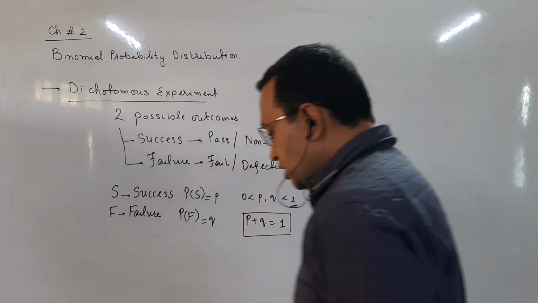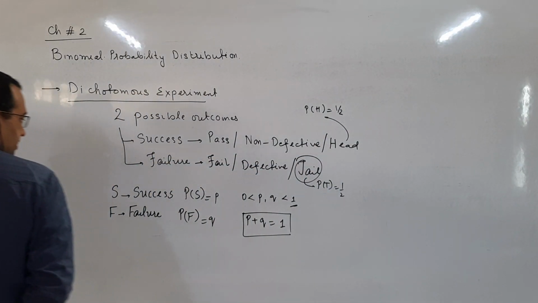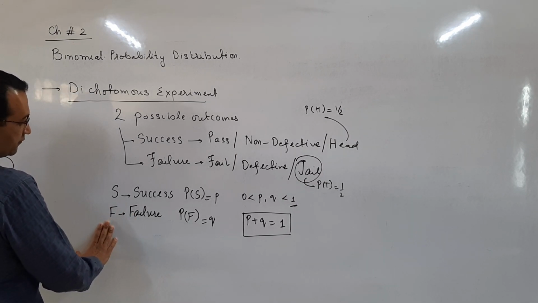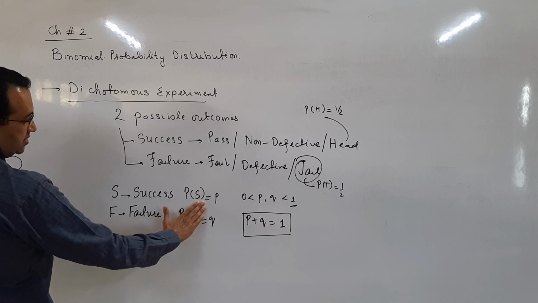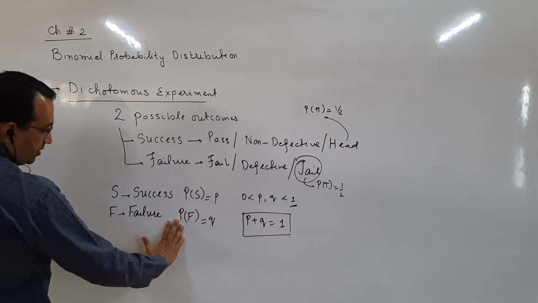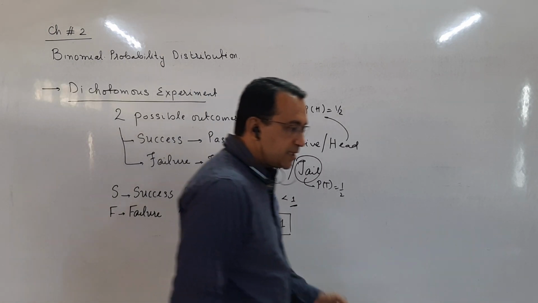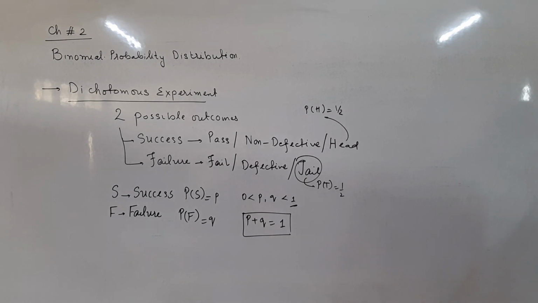So in a dichotomous experiment, success event is denoted by capital S, failure event is denoted by capital F, probability of success event is denoted by small p, probability of failure event is denoted by small q. The values of probability p and q are always between 0 and 1, and addition of p and q is 1. You know the probability, students, can never be greater than 1.